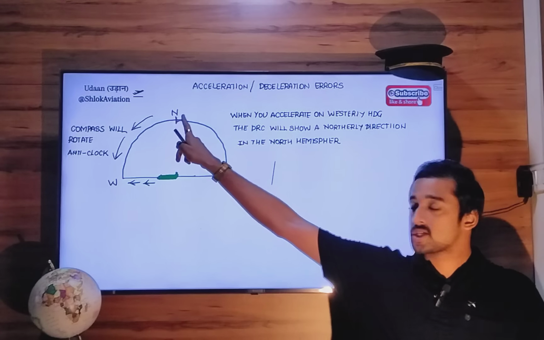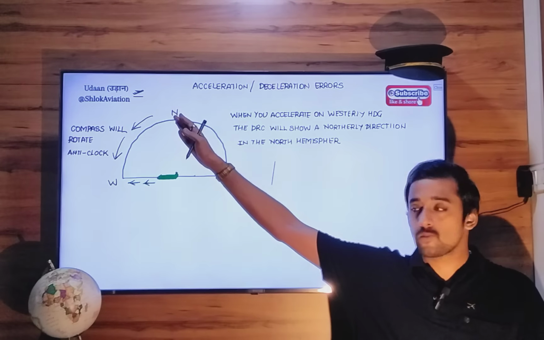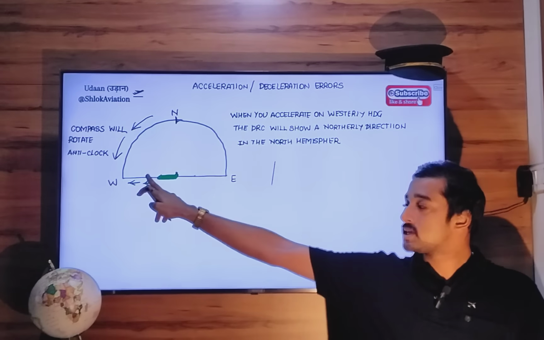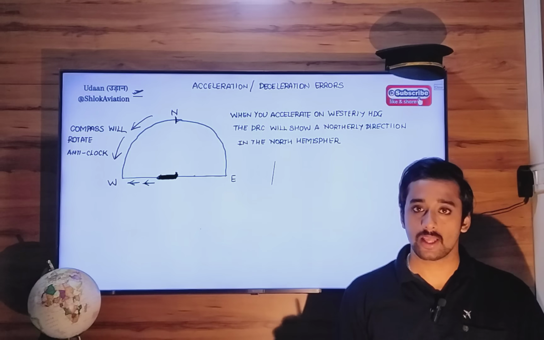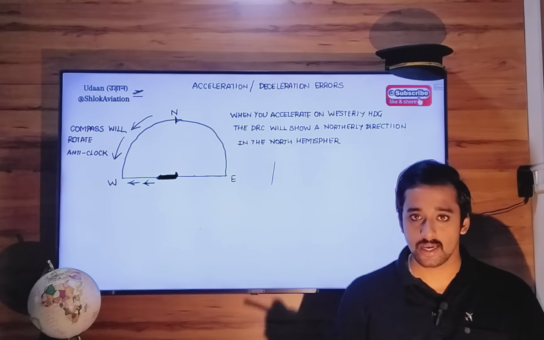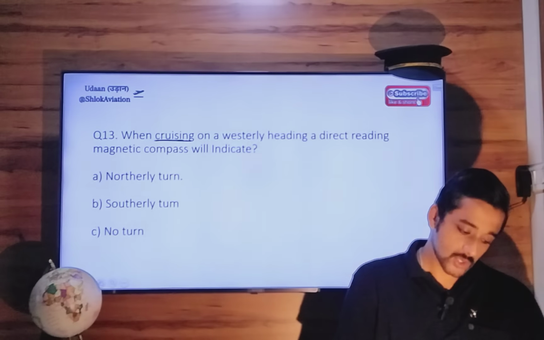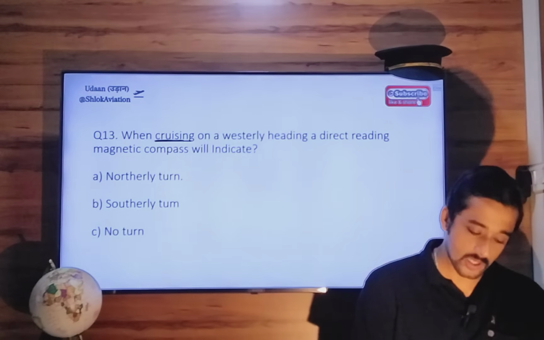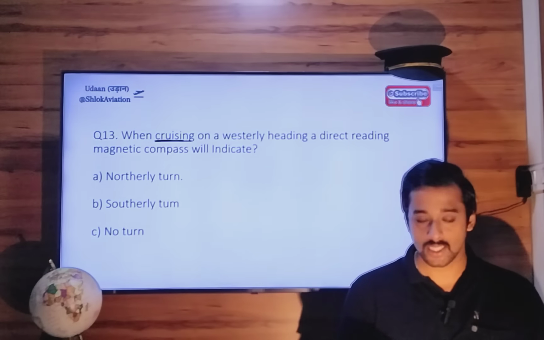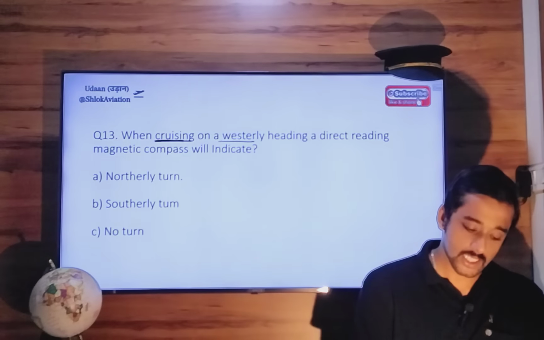So the northerly directions, all directions near the North Pole come closer to this aircraft heading, and that will be shown to you as aircraft flying on that particular northerly heading. So the correct answer here is, when cruising on a westerly heading, pay attention to the word cruising, because in cruise you're going to accelerate, not decelerate. What kind of heading, westerly or easterly? Pay attention to that. Westerly heading.